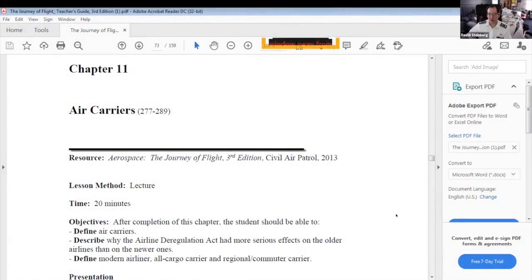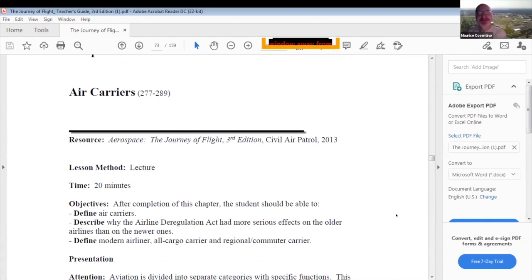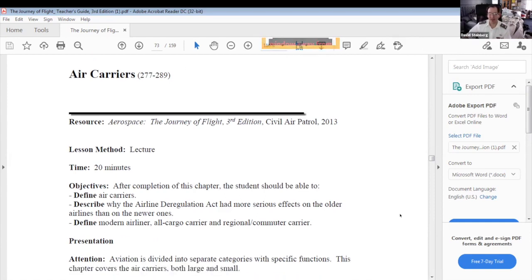Let's move along. Let's try to get another chapter or two in if we can, if you're still able to. Okay, so we're going to talk about air carriers. What, no quiz? Sorry about that. We did well enough there. We're good. So, major air carriers, usually we're talking about airliners when we're talking about air carriers.